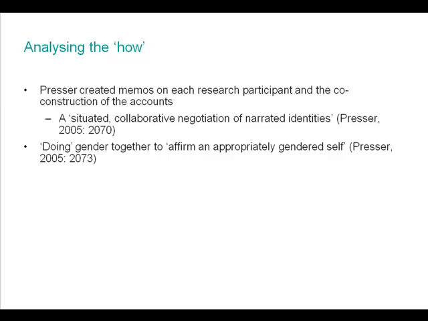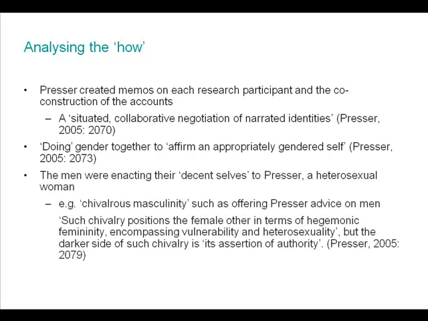And as I said, through narrative, we can present a socially acceptable self. So one of the things that most people want to do is to present an appropriate gendered self as well. And those of you who've read Garfinkel know the work that goes into doing gender, as it were. So our gendered performances are never natural, but they're learnt. And one of the ways in which we do gender, of course, is through what we tell about ourselves. So Presser says that these men were enacting a decent self to her, and that the fact that she was a heterosexual woman meant that she was a very particular audience for these presentations of a decent self.